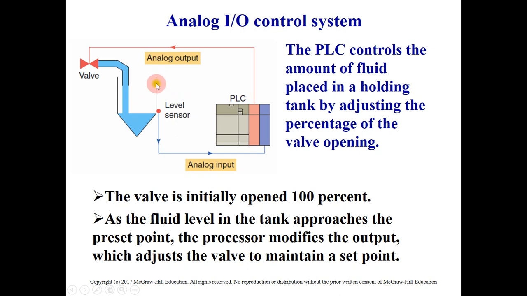When the level of the liquid increases to a high level, for example, the sensor will detect that the level of the tank is high and give an update to the PLC. The PLC will send the signal to close this valve and stop the filling.